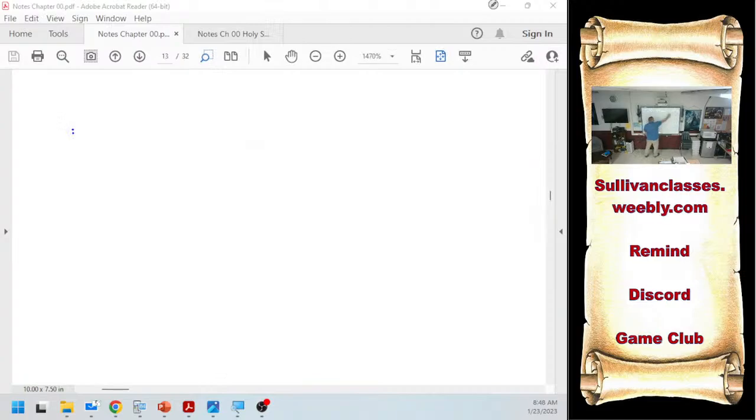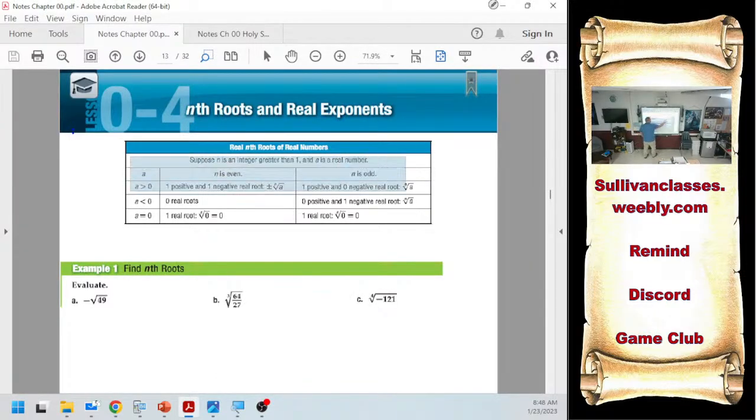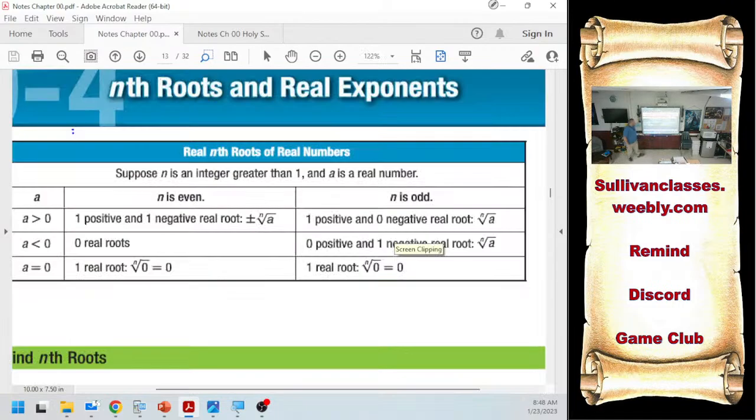There are some basic rules with those. You can take, and we talked about this with domain, thou shalt not take even root of negatives. Results in an imaginary number.